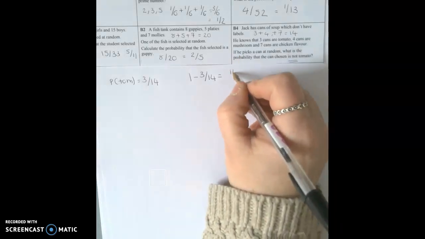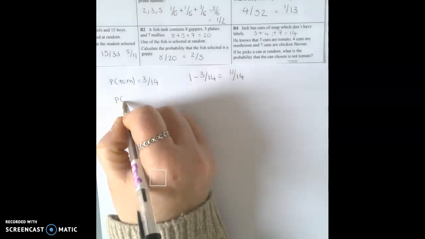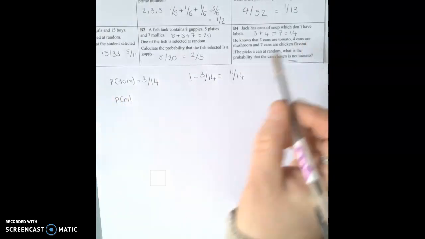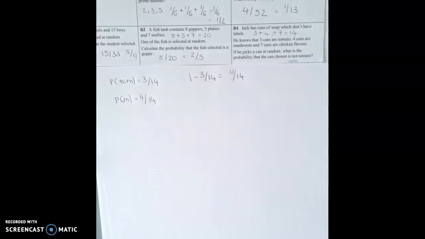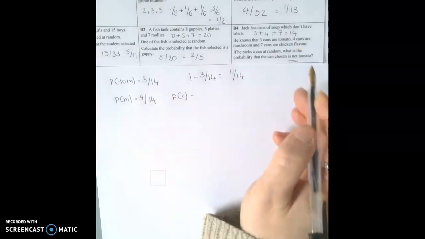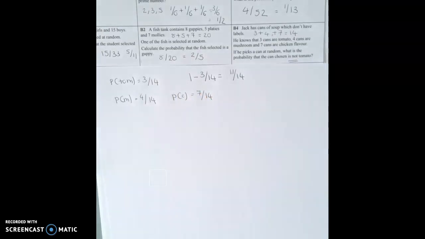So the probability of it not happening is 11 out of 14. The other way you could do it is to add up the probability of picking the other cans. So the probability of picking a can of mushroom, well, there are 4 cans of mushroom and there are 14 cans altogether. And then chicken, well, there are 7 cans of chicken out of the 14 cans altogether.